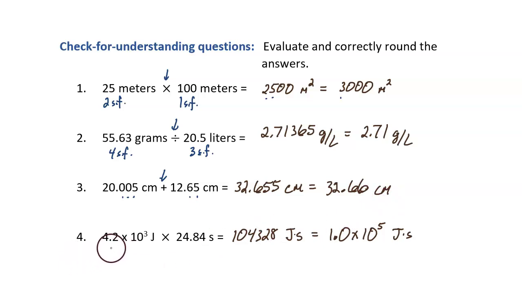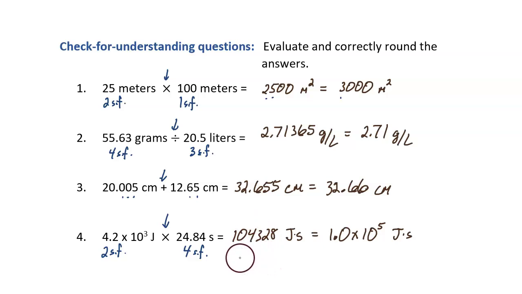Now number 4, 4.2 times 10 to the third joules times 24.84 seconds. This is multiplication. This one uses the significant figure rounding. This first number has 2 significant figures. When you have scientific notation, you're only looking at the coefficient to get your significant figures. This number here has 4 significant figures. So we want our final answer to have 2 significant figures. But when you type this in the calculator, you get 104,328 joule seconds. How do you round this?